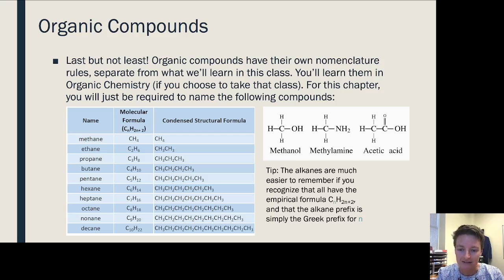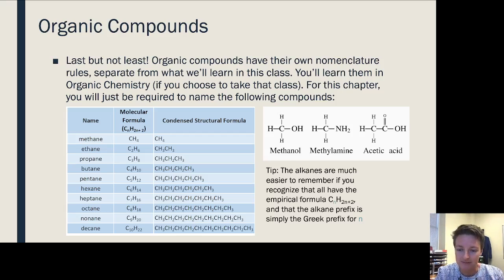All of these alkanes have a particular molecular formula where there's a certain number of carbons, and then the number of hydrogens is twice that many carbons plus 2. So for example, the alkane that has 3 carbons has 8 hydrogens because 3 times 2 plus 2 equals 8. So when we're naming our alkanes, the only thing we have to do is say how many carbons are present.